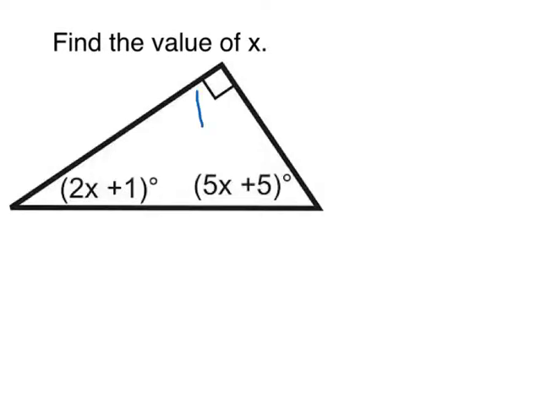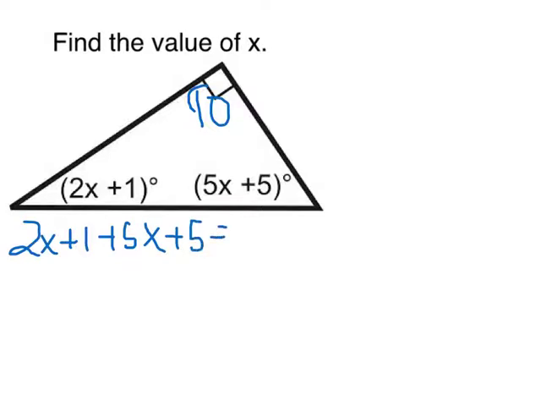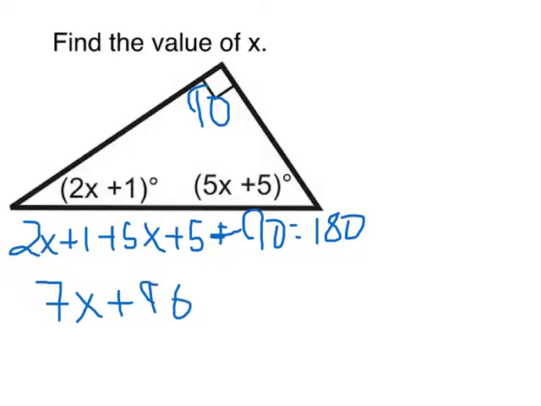Alright, we know this is 90 degrees. We know they all add up to 180, so we can write this out. 2x plus 1 plus 5x plus 5 plus 90 equals 180. Alright, I'm going to combine all my x's, so I get 7x plus, I do 1 plus 5 plus 90, gives me 96.